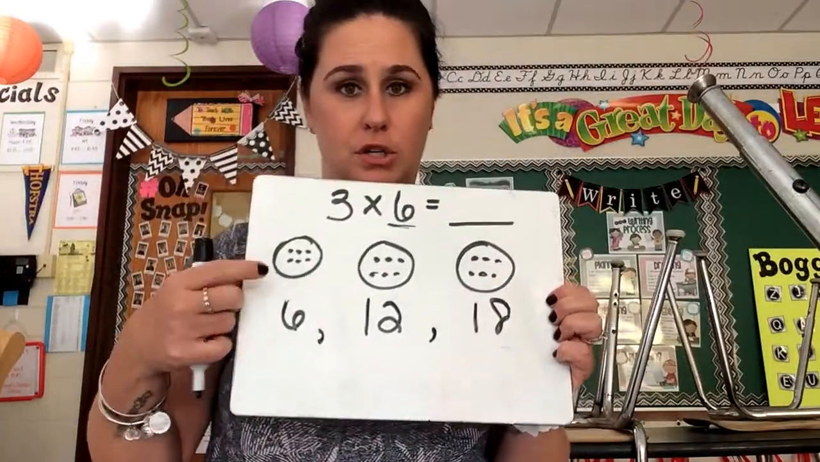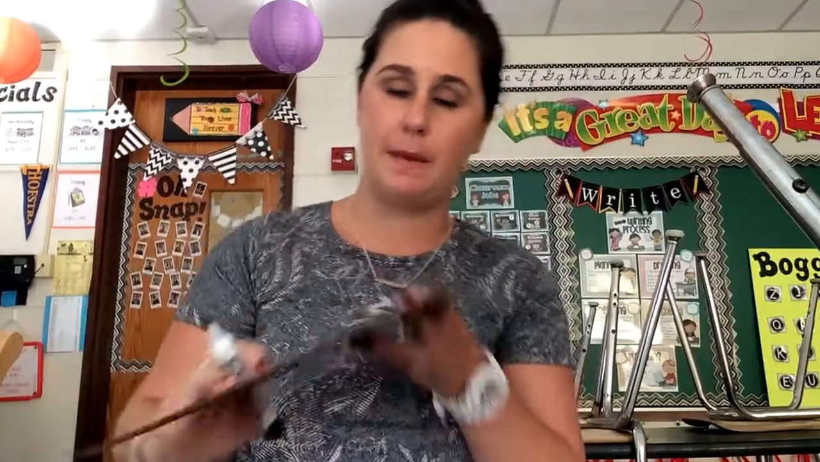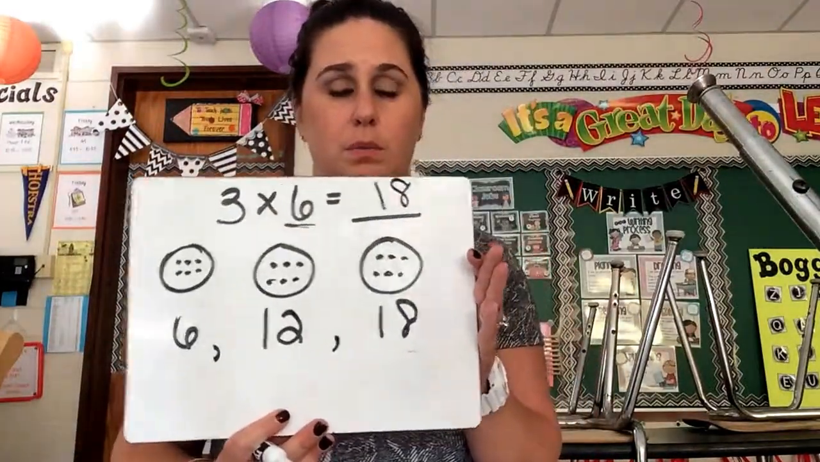You can either draw me a picture or you could skip count. So now I can actually put my answer in the blank here. So I'm drawing a picture, I'm skip counting to get my answer, or I'm going to use repeated addition.